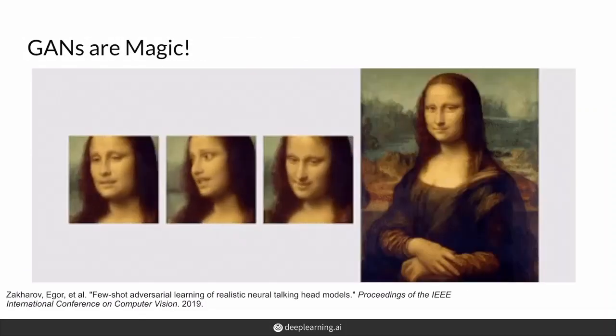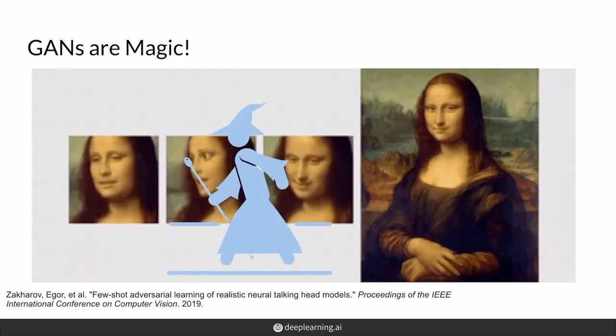A GAN can also take a still life portrait, for example, the Mona Lisa, and animate it using the motion of any real person's face. So they don't even have to look like the Mona Lisa to play the part. And if you're reminded of the talking portraits at Hogwarts, you're not alone. In a sense, GANs are magic.